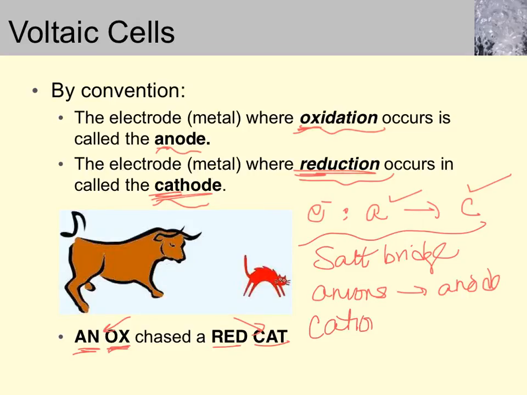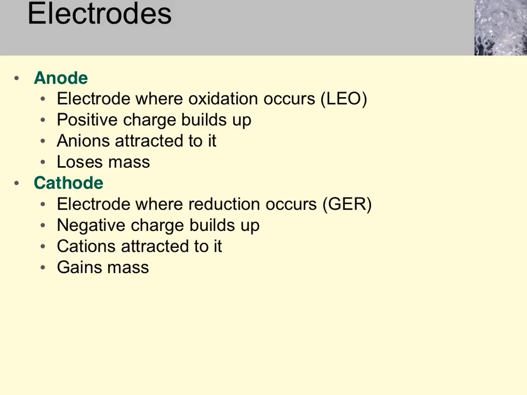Cations in the salt bridge are attracted and travel towards the cathode. So, A goes with A, C goes with C. So those are all my memory tricks. Let's go through a quick review of what's going on in the half cell that contains the anode versus the half cell that contains the cathode.